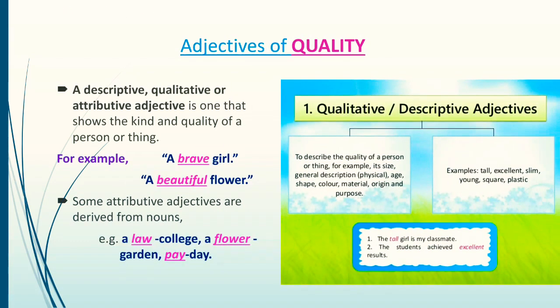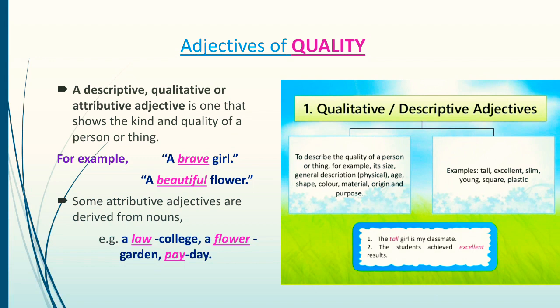At first, adjectives of quality. A descriptive, qualitative, or attributive adjective is one that shows the kind and quality of a person or thing. For example, its size, general description, physical description, age, shape, color, material, origin, and purpose. Examples: tall, excellent, slim, young, square, plastic.